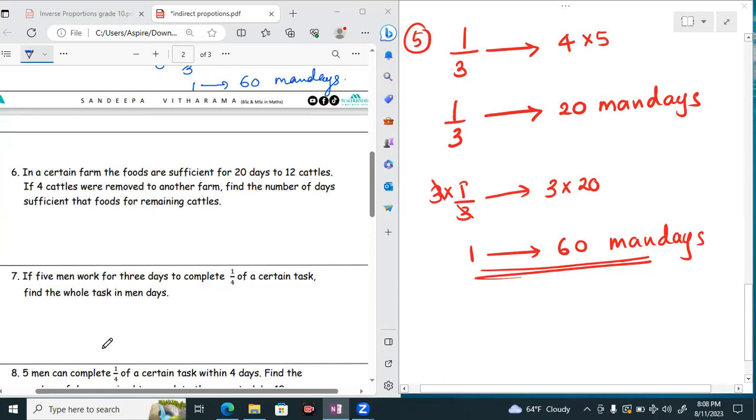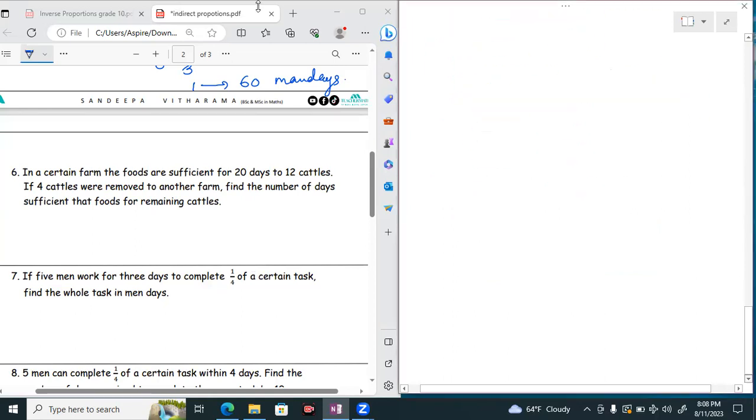Okay, shall we do the sixth one? In a certain farm, the foods are sufficient for 20 days to 12 cattle. If 4 cattle were removed to another farm, find the number of days sufficient that food for remaining cattle. Yes, tell me the answer.